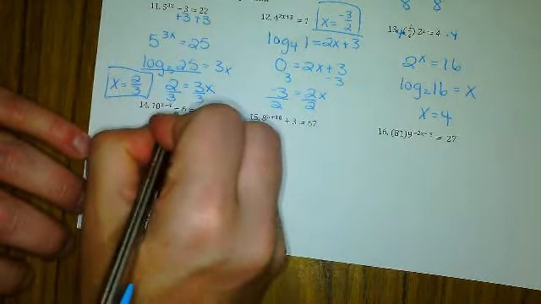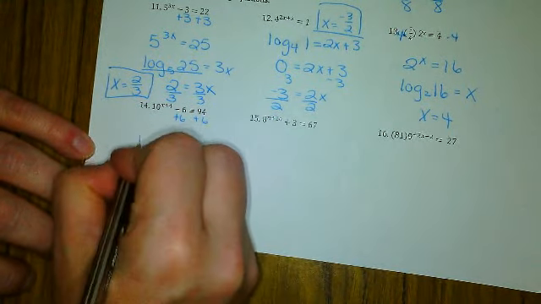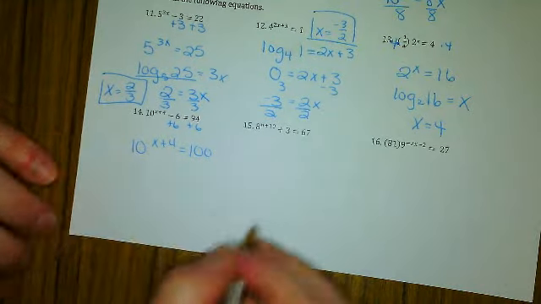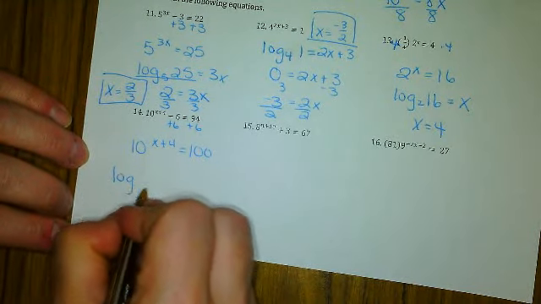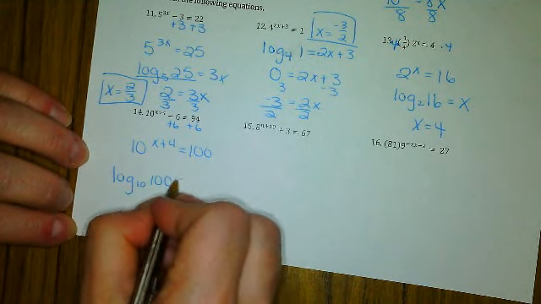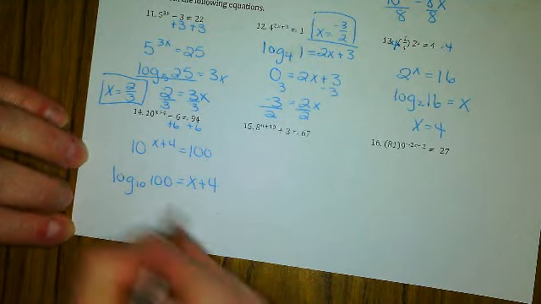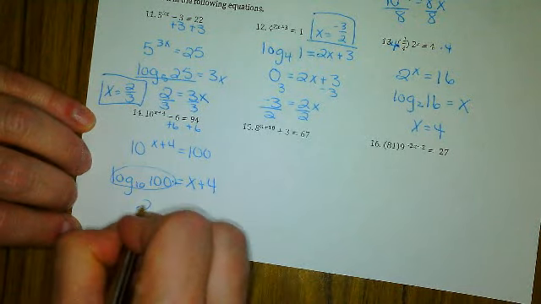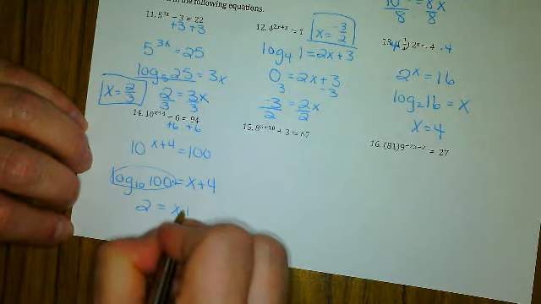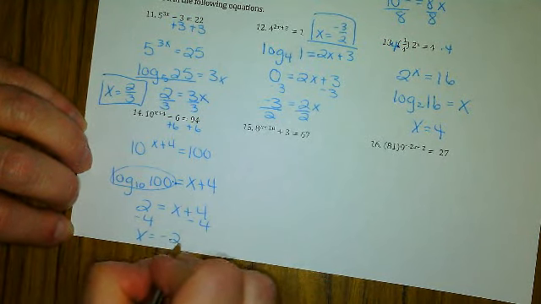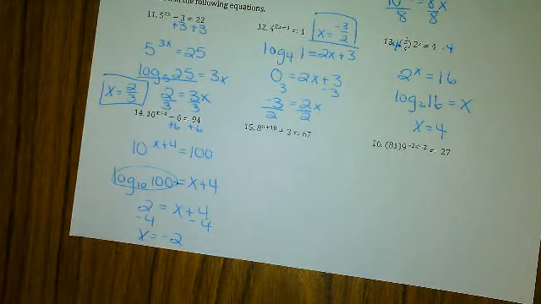Alright, on the next one, I'm going to add 6 and add 6. So I have 10 to the power of x plus 4 equals 100. Well, that seems like a nice number. So now I'm going to have log base 10 of 100 equals x plus 4. Again, you don't have to put the 10. Well, 10 to the power of 2 gives me 100, so this whole thing here is 2. So 2 equals x plus 4, minus 4, x equals negative 2.